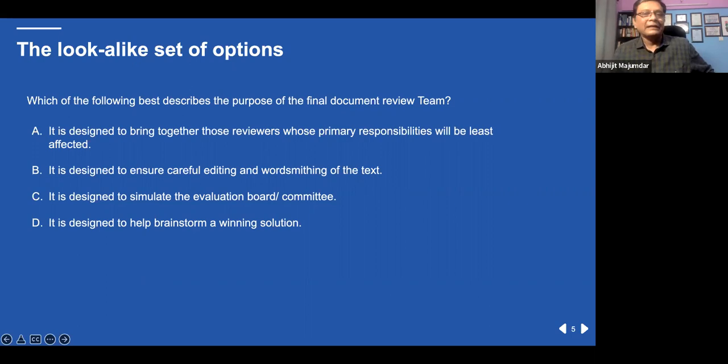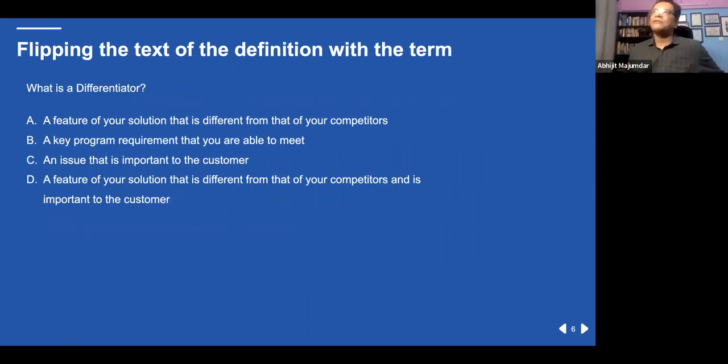The second type of question is flipping the text of the definition with the term. In this question, there is a term, and to answer it, what you need to do is flip the text. Here, the question is: what is the differentiator? And you have these 4 answers. You have to use this word, differentiator, in all of these answers and see which one best fits.